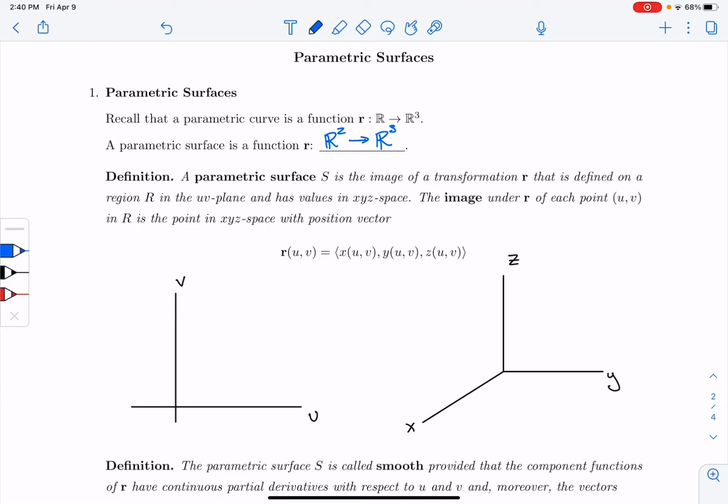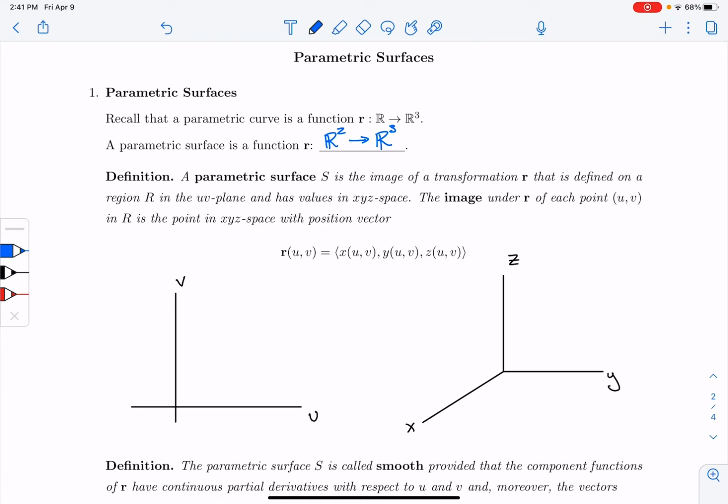So a parametric surface S is going to be the image of a transformation R that is defined on a region R in the UV plane and has values in X, Y, Z space. The image of R under each point U and V in my region R is the point in XYZ space with a position vector R of UV being X of UV, Y of UV, and Z of UV. So we want to draw some pictures to help us break down that definition.